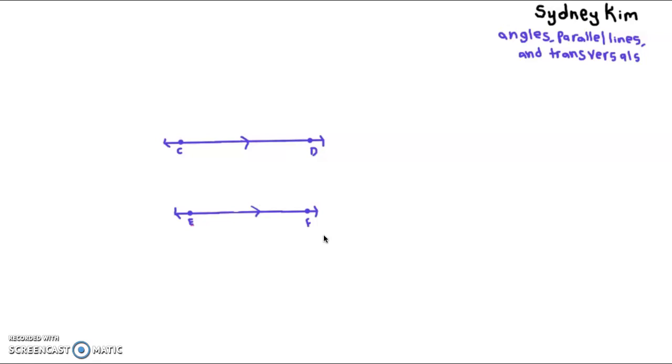This pair of lines is called parallel because they never intersect and they are on the same plane. We can write that they're parallel by saying line segment CD is parallel, this is the sign for parallel, to line segment EF.